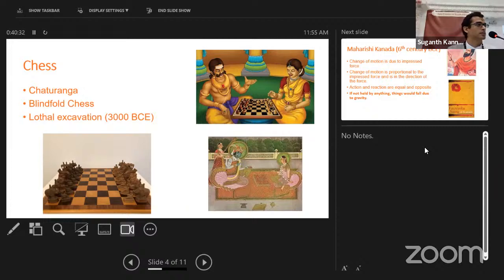But chopati is not a square board like that. It is like a plus sign. Oh, like that's the pachisi you're talking about. Yeah. It's a square with a plus sign. Yeah. So that game was also very popular. That's a slightly different game.